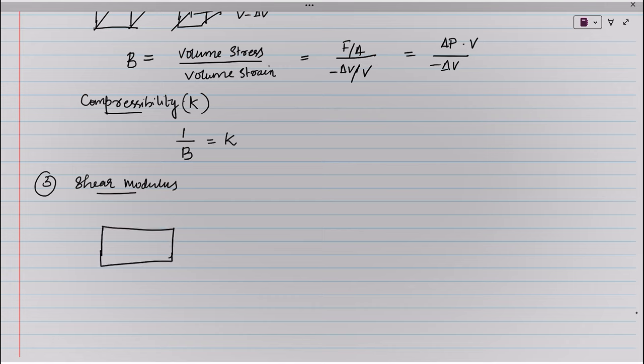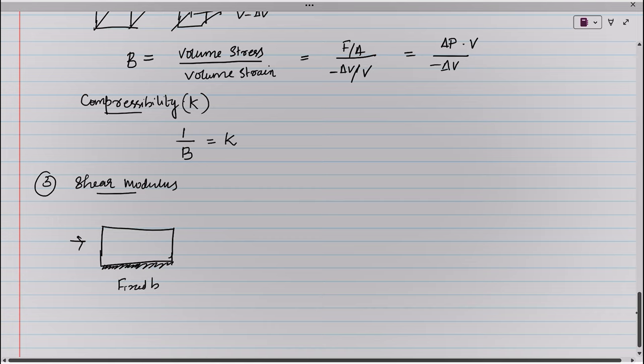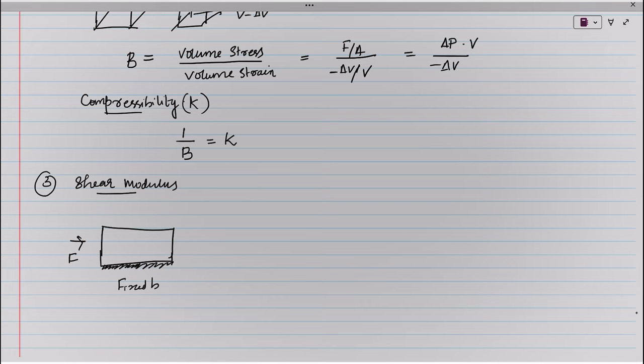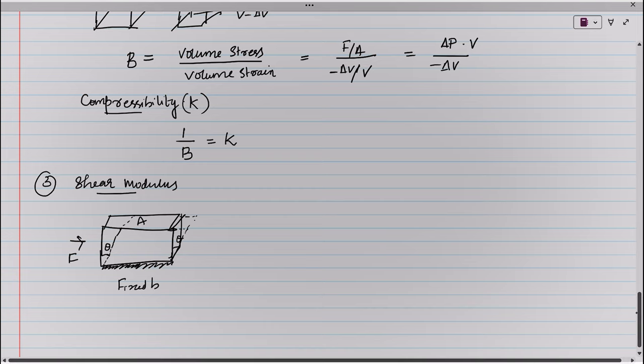Shear modulus. Consider a solid which has a fixed base. The base is fixed, and let me apply a force on this side, and it is having an area A. On applying that, this face will be shifted by an angle theta, thereby here also we can say that it is shifted by theta because its base is fixed.